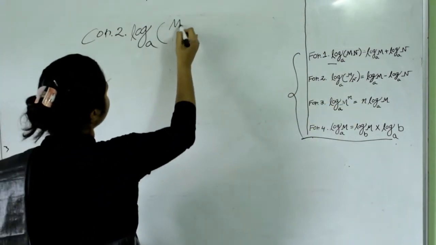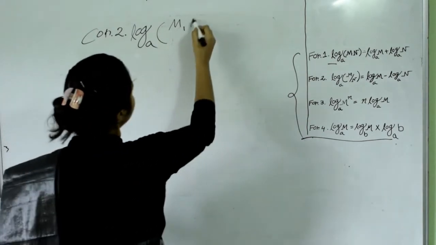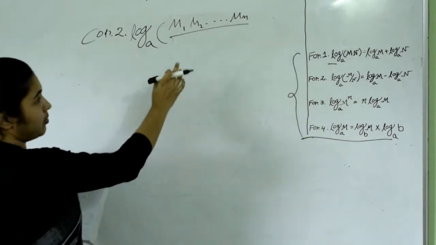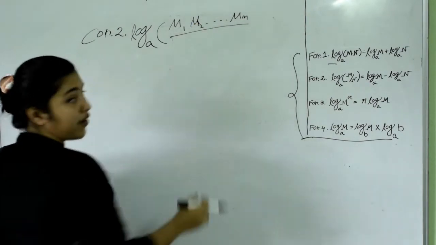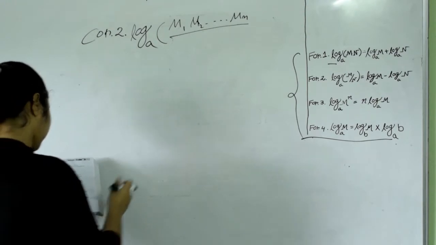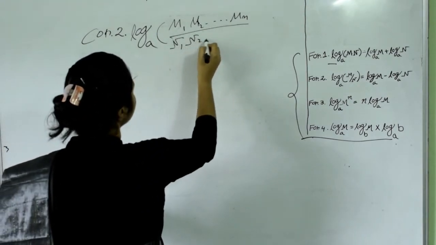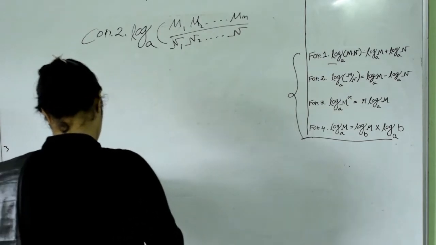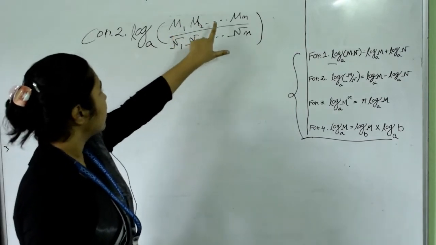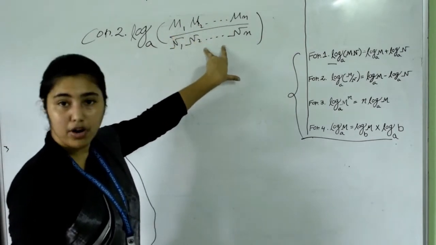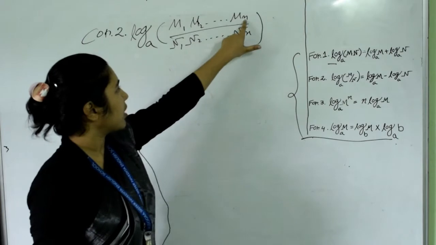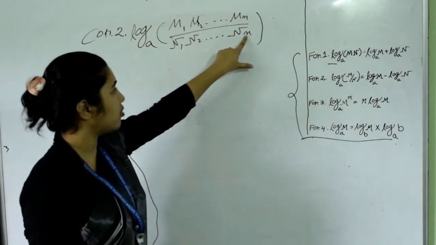So same, if we have m1, m2 up to mn, finite number of terms m1, m2, mn. n is a finite number and is an integer. Up to n. That means we have the same number of terms in the numerator and the same number of terms in the denominator, because the suffix 1, 2 is up to n, and here also the suffix 1, 2 is up to n.